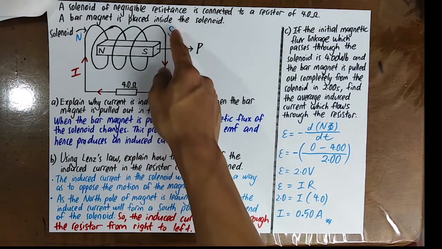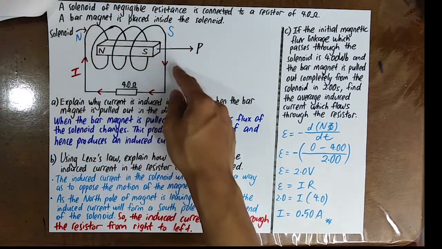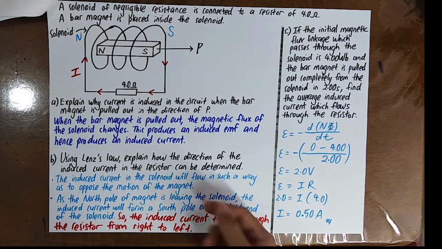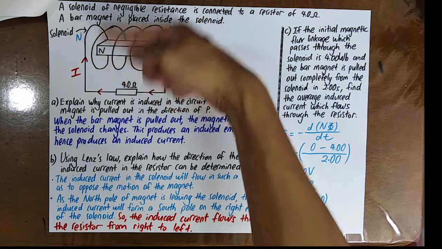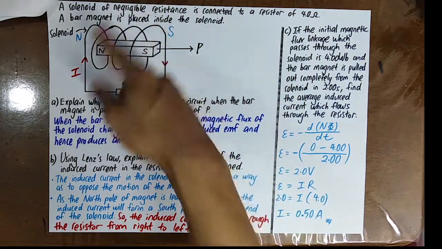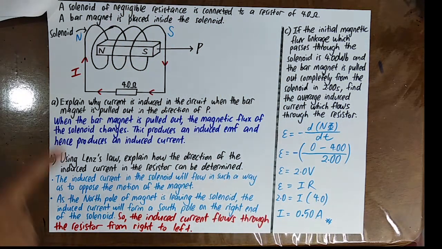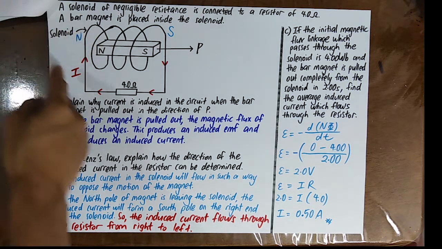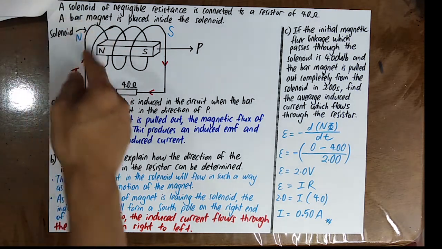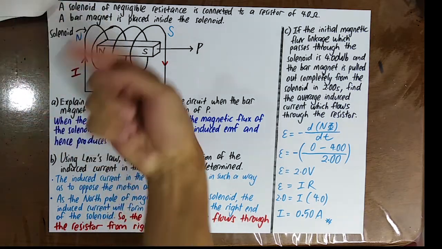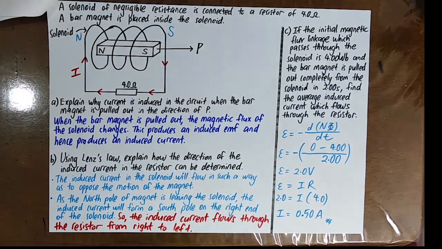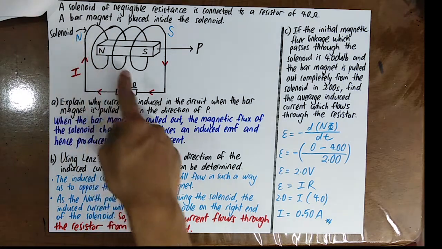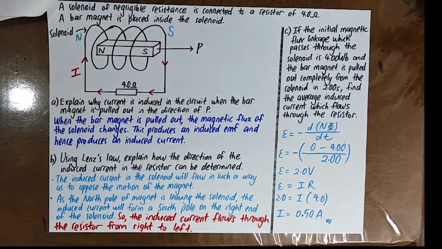Okay, so when you know that this is the south pole and this is the north pole, then the direction of the current should be this way. Okay, because when you are looking at the solenoid from this direction, when this is the south pole, the current will be in clockwise direction. And when you look at the solenoid from here, when this is the north pole of the solenoid, you can notice that the current will flow in anti-clockwise direction. Okay. So the induced current will flow through the resistor from right to left.